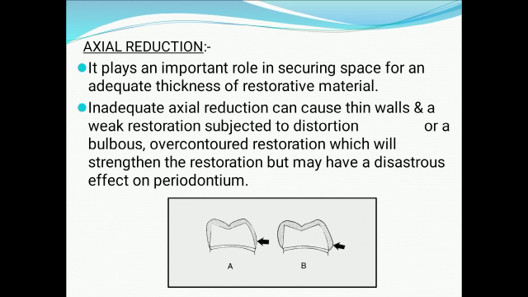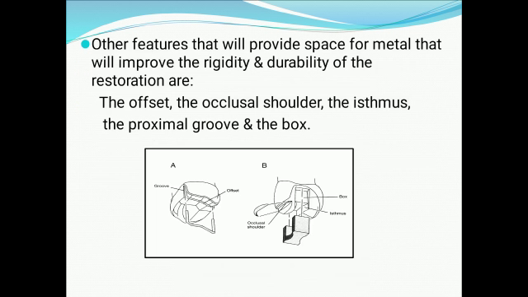Usually the axial reduction is done such that the abutments are parallel to each other, but in mandibular premolars, the tooth is inclined by 9 degrees. Hence, the preparation is also inclined at the same angle to avoid excess tooth reduction. Other features which increase the structural durability are offset grooves, occlusal shoulder, isthmus, and proximal box.